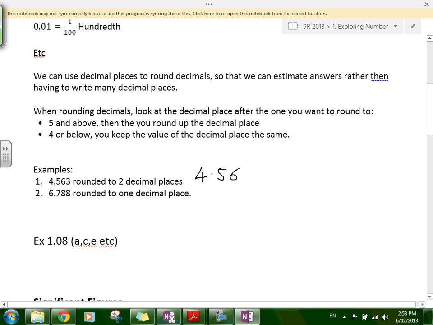Okay, great. So we want to round it to the second decimal place. But in order to round it to the second decimal place, we have to look at the next one along. We've got to look at the third decimal place. So we look at the next one, which is 3.